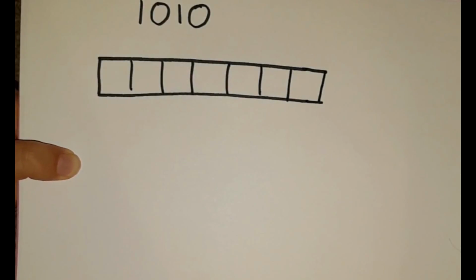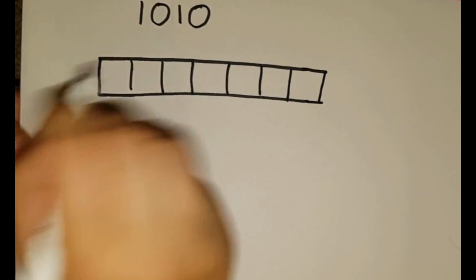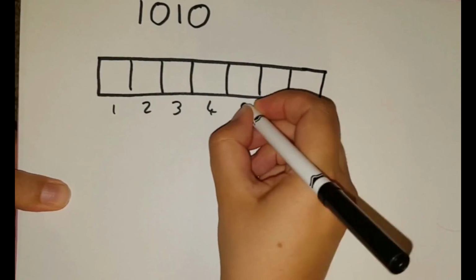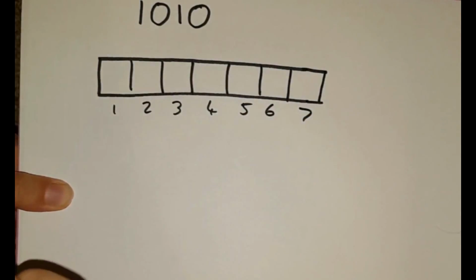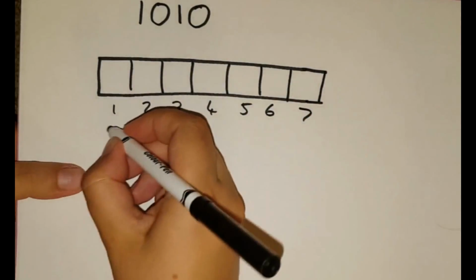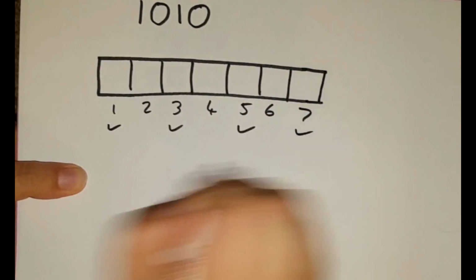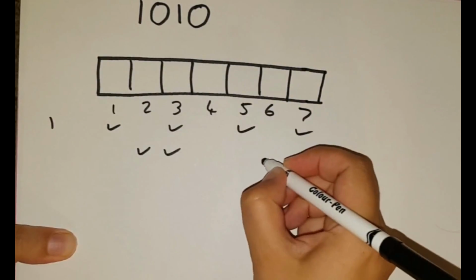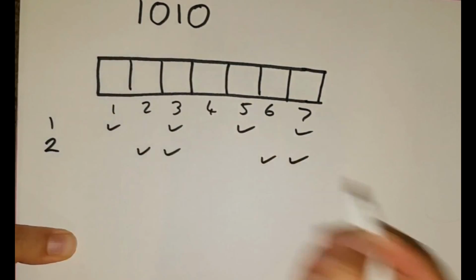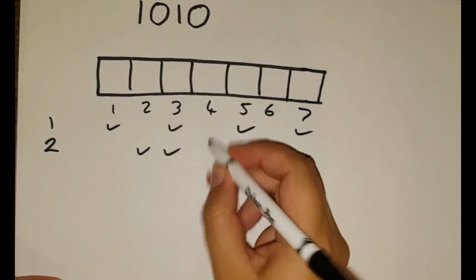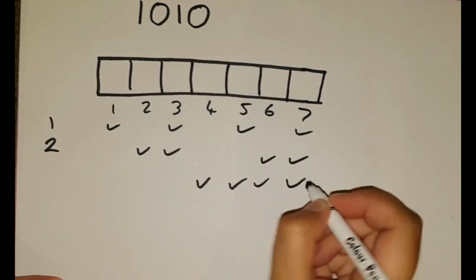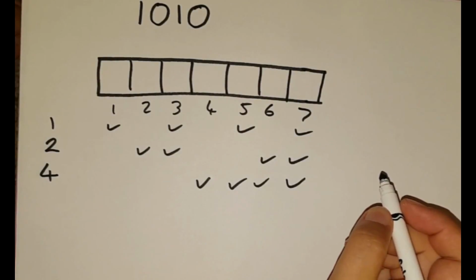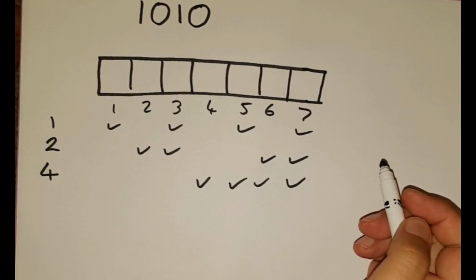And I'm going to think about in binary what each of the numbers from 1 to 7 would be. So 1, 2, 3, 4, 5, 6, 7. I know that 1, 3, 5 and 7 have got a 1 in their binary representation. I know that 2, 3, 6 and 7 have got a 2 in their binary representation. And I know that 4, 5, 6 and 7 have got a 4 in their binary representation. So I'm going to be using those to help me to work out the check digits.